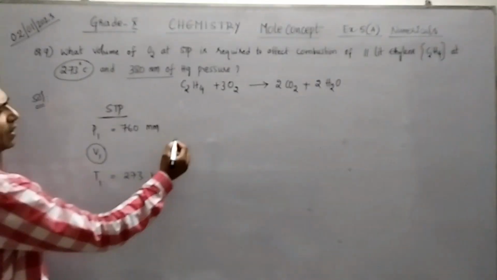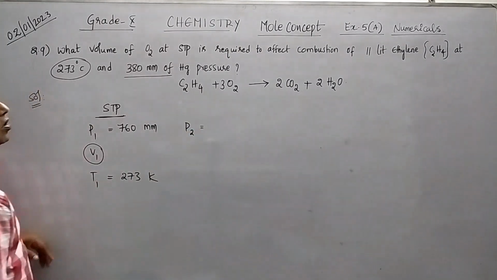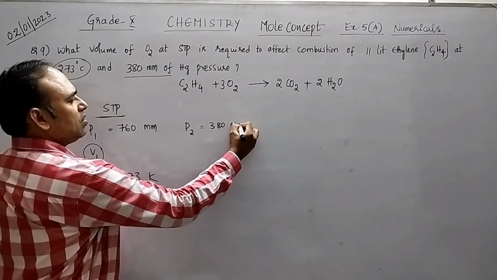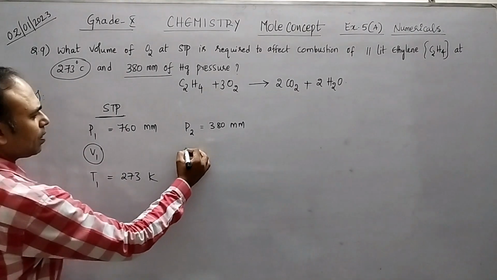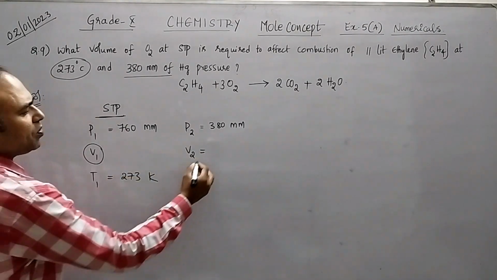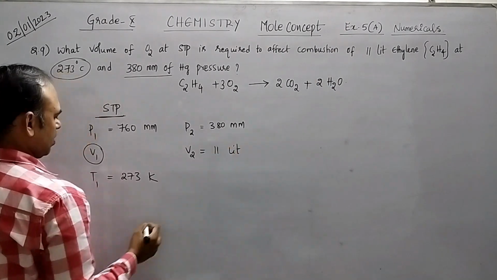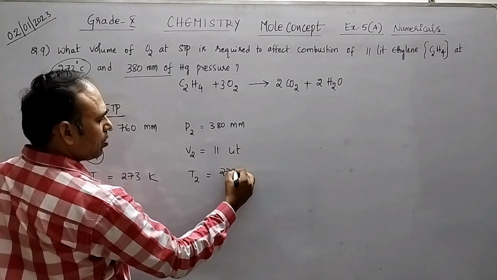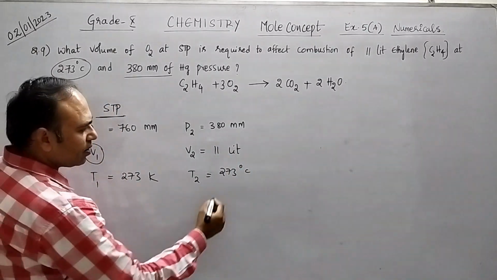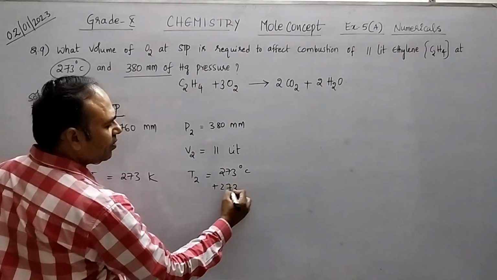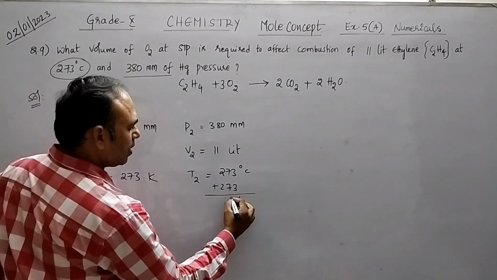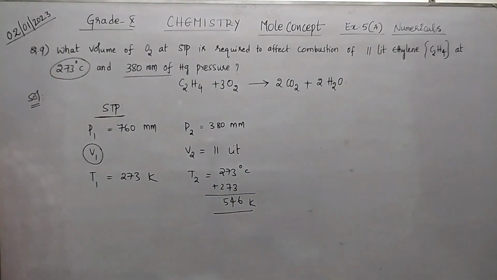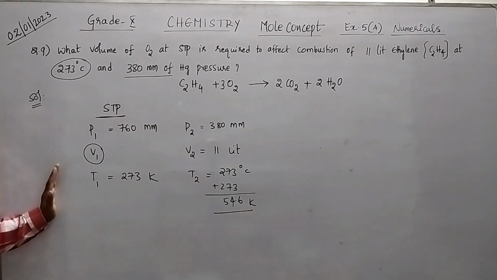Now for the second condition, what is the given pressure? That is 380 mm is given, and volume is 11 liters, and the temperature they have given as 273 degrees Celsius. Hence to convert into Kelvin, add 273, so we get 546 Kelvin. Hope you have understood this. Now we have got this.